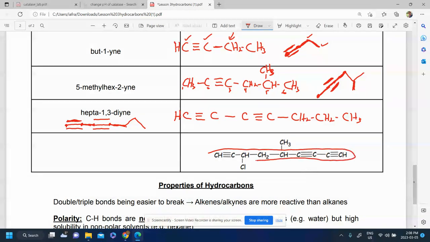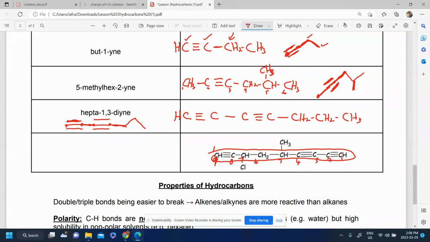Now we have to start numbering in a certain direction. Notice that we have a tie. We can either start numbering here or here. But if you continue going, the next spot where there's a triple bond is over here. So 2, 3. So 4, 5, 6, 7, 8, 9. So that means that from right to left is a better option to do.